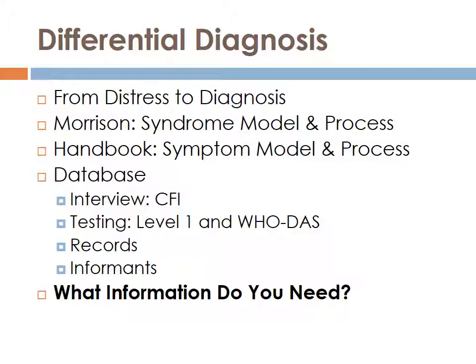Any attempt to understand a person in distress begins by collecting information about the person. Usually, this database is built of information from several sources. In this course, you will be learning a semi-structured interview, the CFI, and a couple of measures, the Level 1 symptom measure and the WHODAS. There are many other interview formats and many other measures that are available. Another source of data is the records of the client, school, treatment, or hospitalization records. Many clinicians include a collateral interview with family or friends.